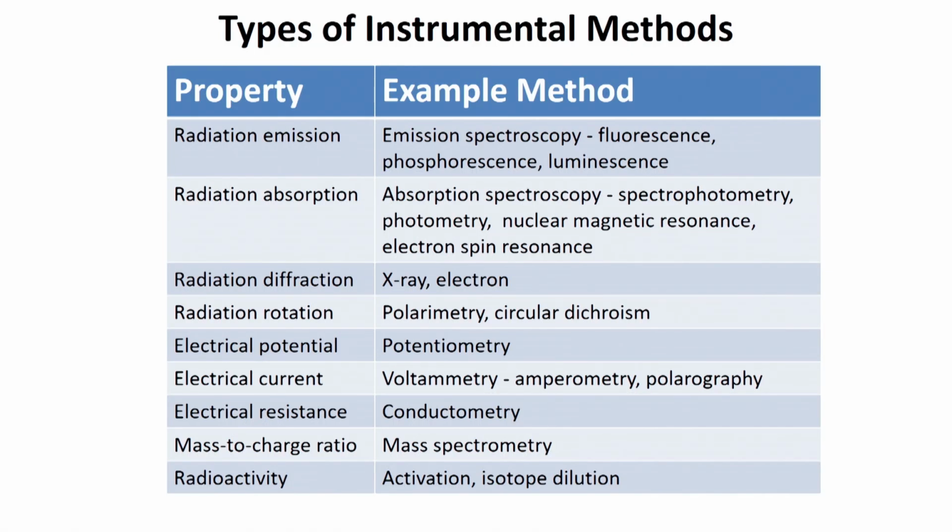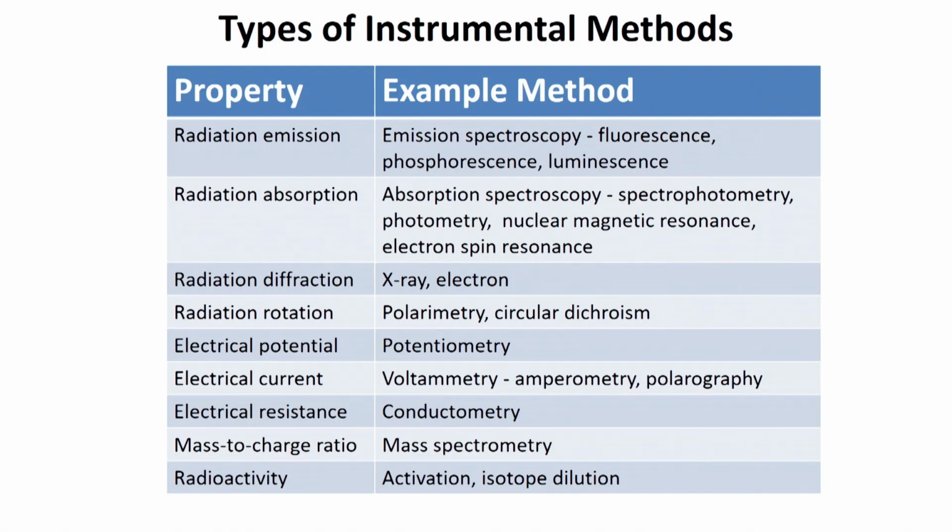Absorption spectroscopy. This is very common. One of the most common methods is absorption spectroscopy. Most people use spectrophotometry, as it is called, or sometimes photometry. Because of absorption, there is also nuclear magnetic resonance, NMR we call it, and ESR, electron spin resonance. So, these are the things.